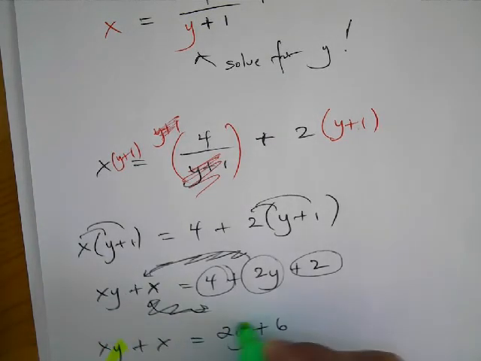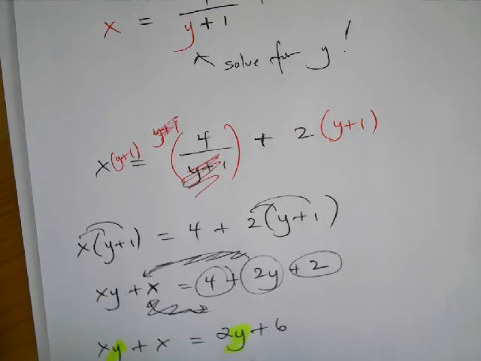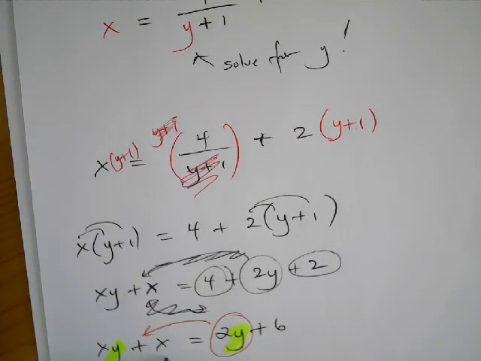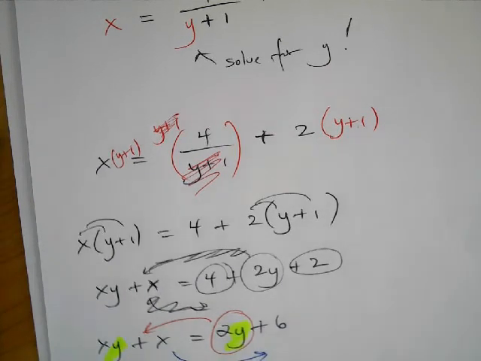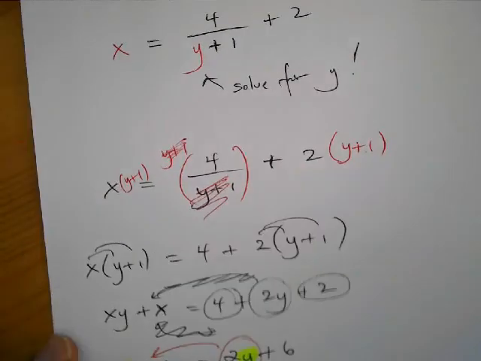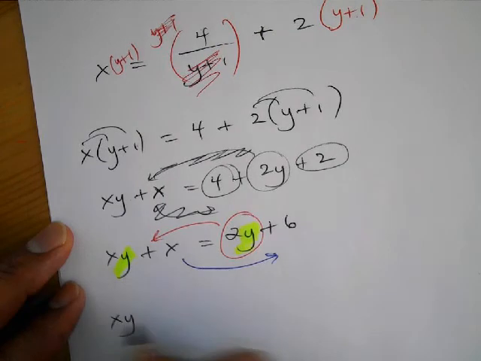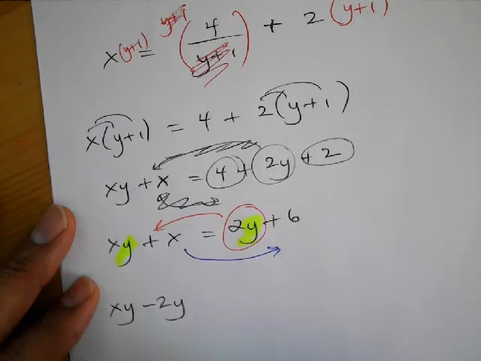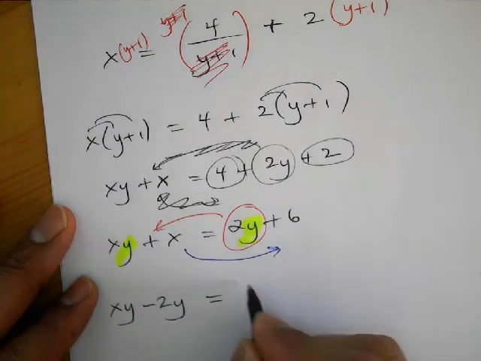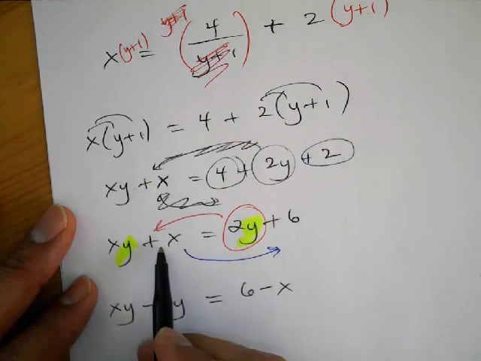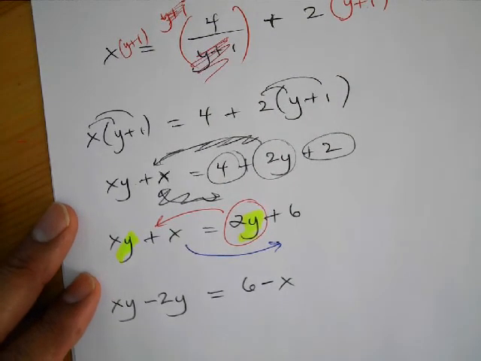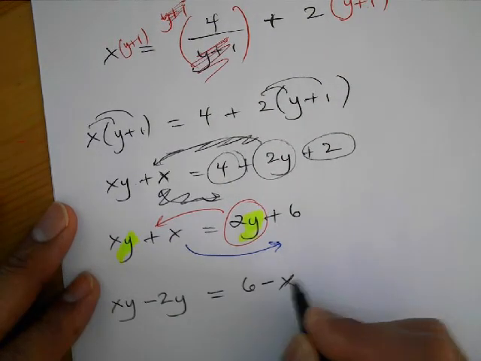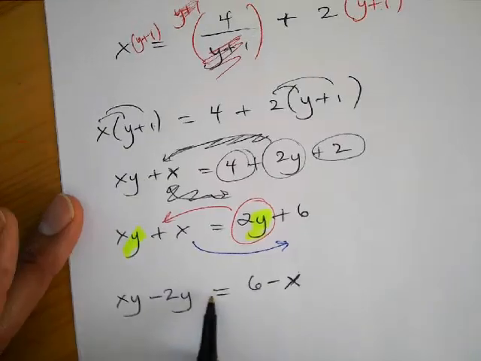These y's, I need them to be together. They're not together. So this is going to move over here, and I don't want this one. This is going to move over there. When you do that, it's going to read xy minus 2y, right? It's positive here. When you move it over here, it's negative. Is equal to what? Negative x plus 6, or 6 take away x. This is a positive x. When you move it over, it's that way.